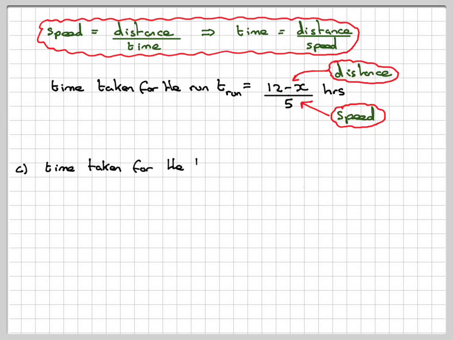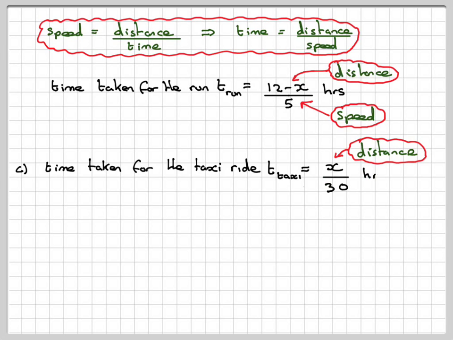The time taken for the taxi ride is going to be equal to X, which is the distance of the taxi ride, divided by its average speed, which is 30 kilometers per hour. And that is the time taken for the taxi ride.